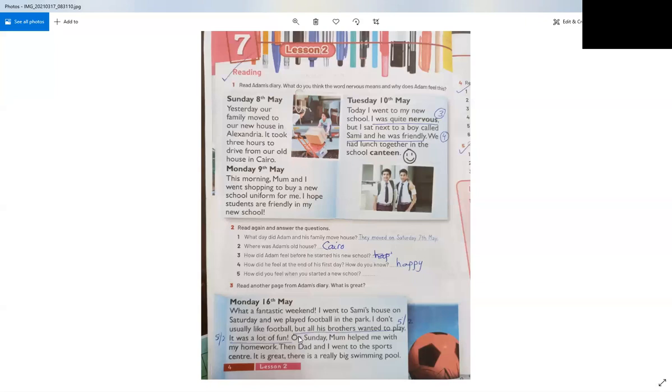On Sunday, Mom helped me with my homework. Then Dad and I went to the sports center. It's great. There is a really big swimming pool.